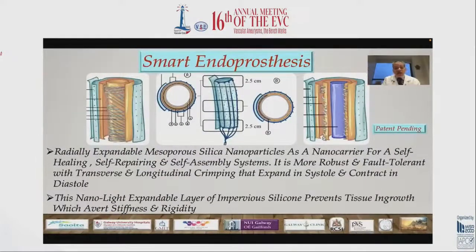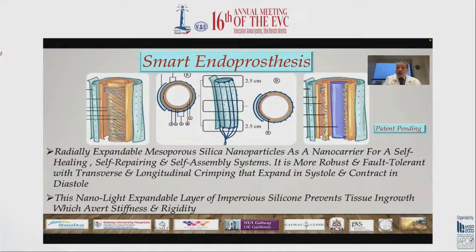So we started creating the smart endoprosthesis. It's a regularly expanding mesoporous silica nanoparticle as a nano carrier for a self-healing, self-repairing, and self-assembly system. We took this idea from NASA. When the spacecraft or the shuttle comes back to the Earth and starts piercing the atmosphere, there's a lot of breaching in its external shell. This is automatically healed by an engineering RNA so that it's self-healing. We're going to apply the same idea to this.